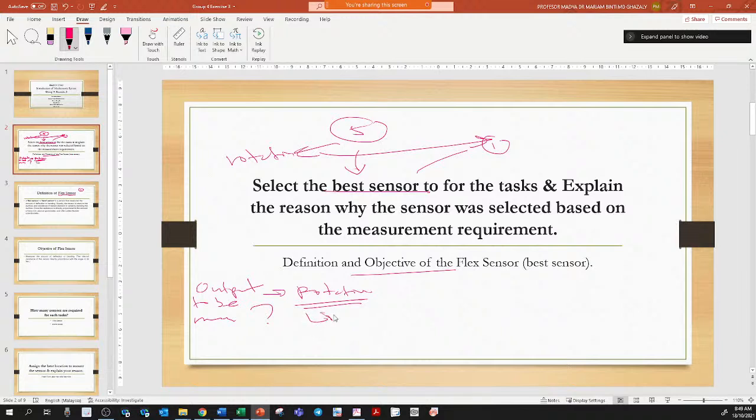You want to measure displacement. When we talk about displacement, it normally should be linear. Linear ni maksudnya, okay, rotation is like this. Rotation. So linear is that you want to measure a linear displacement. So from this case study, you need to find the type of sensor that can measure rotation.